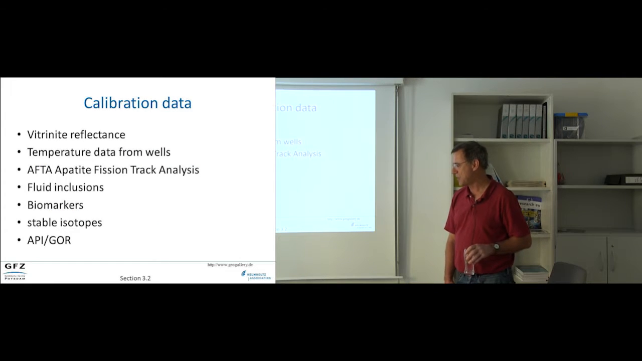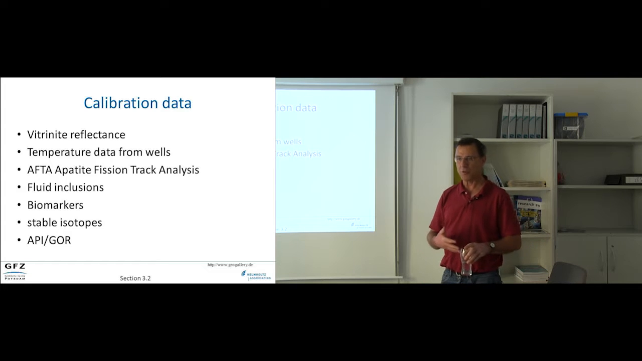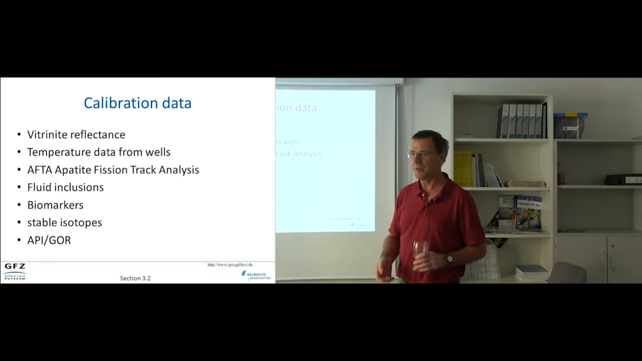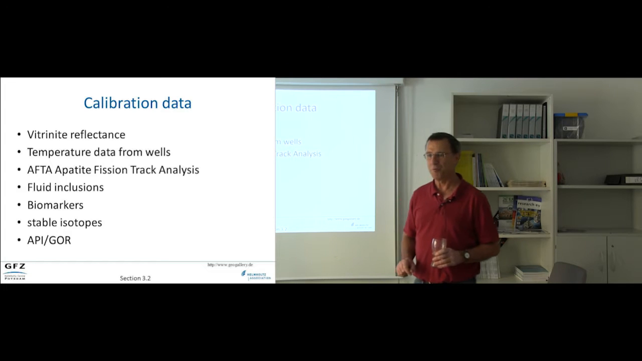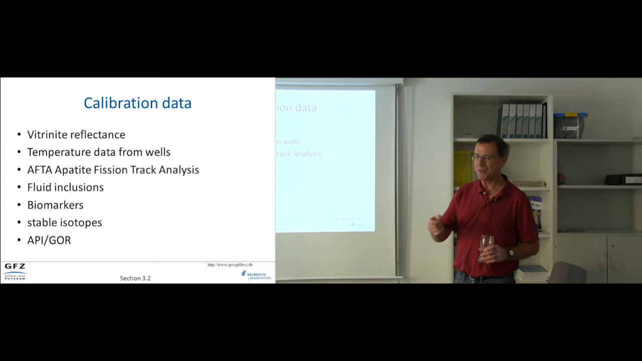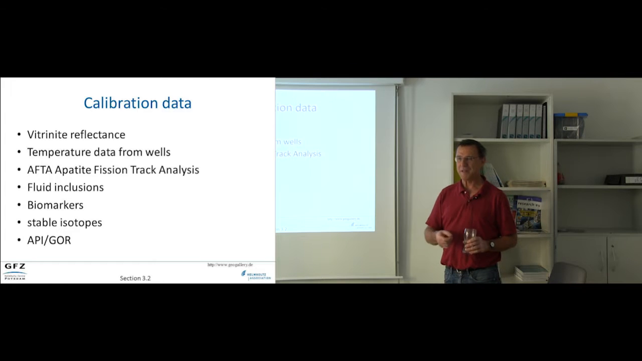Calibration data, I mentioned that at the beginning, you need to have something to check your results against. The most common one is vitrinite reflectance. Organic material changes its reflectance depending on the thermal stress it received. Quite simple, if you put a cake or bread in the toaster, if you turn it on too much, it gets dark. Basically, that's what happens to the organic material: you deposit it as very immature material in the sediment, you heat it over time, and it gets darker and darker, with stronger reflectance, being more mature.